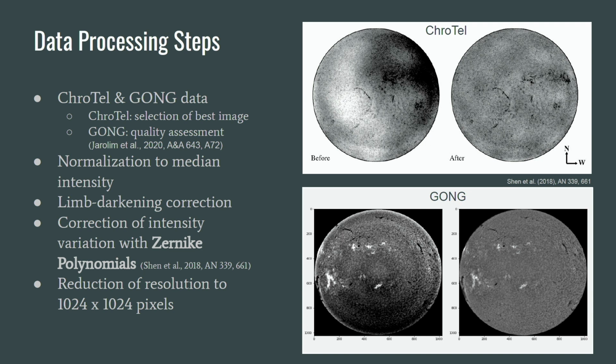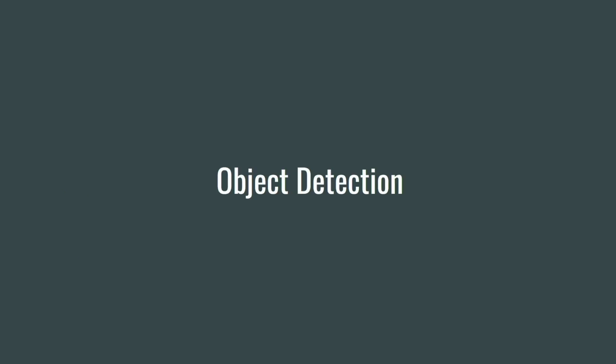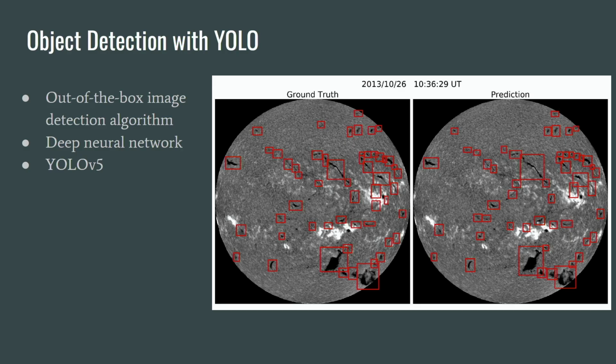Yes, and so with Zernike polynomials, we modeled then these intensity changes, and we also used it on GONG data, and reduced then the resolution of the images to 1K. For the object detection algorithm, here on the left side you see the ground truth with the bounding boxes, and on the right side then the predictions from the YOLO network, and they are very similar.